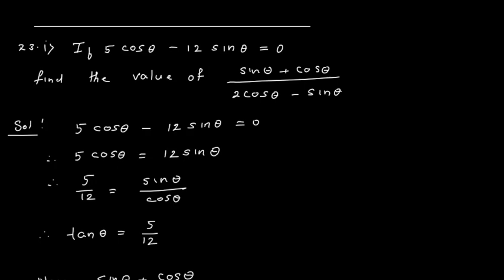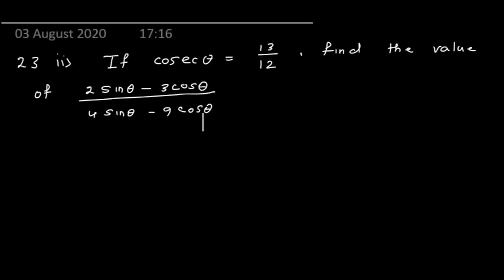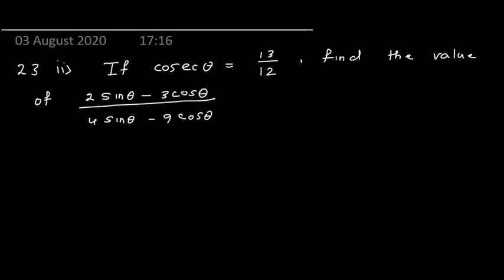Check again how we have done the problem. We first find the value of tan theta and then we divide numerator and denominator by cos theta. Now next question. Here again cosec theta is given, and we have to find (2 sin theta minus 3 cos theta) upon (4 sin theta minus 9 cos theta). So the value of cosec is given, that is, the value of sine is given. So either I will find the value of cos, I will find sin and cos and then put their respective values, or I can find the value of tan or cot. So let us find the value of cot.